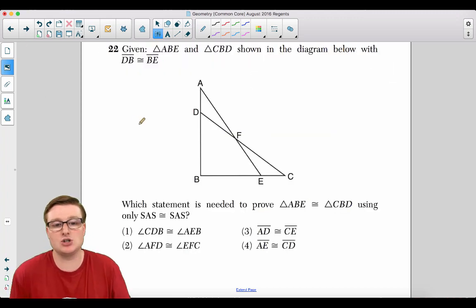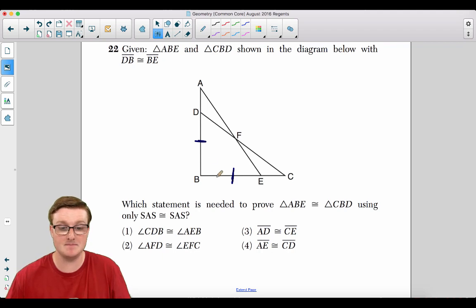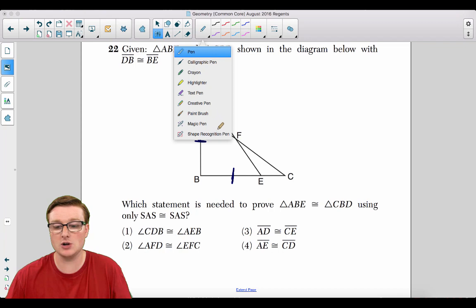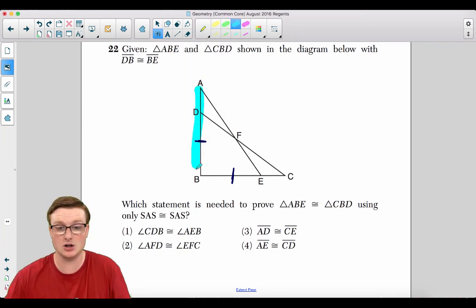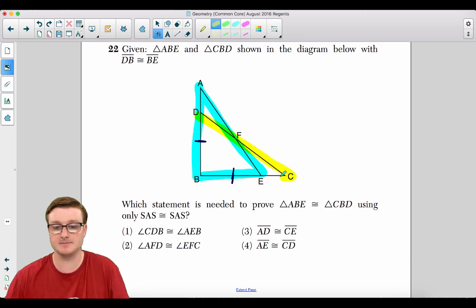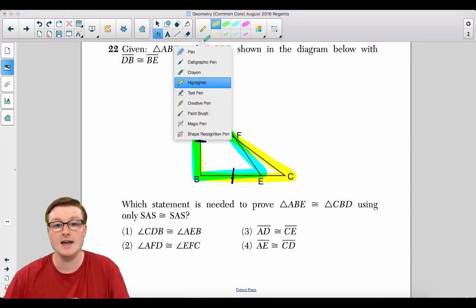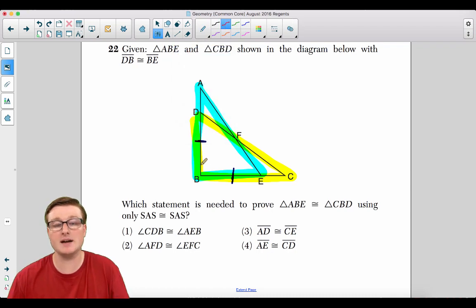Number 22, given triangle ABE and triangle CBD shown in the diagram below, with DB being congruent to BE. Which statement is needed to prove triangle ABE congruent to triangle CBD using only side angle side is congruent to side angle side? So we are drawing these triangles here. Now these 2 triangles are congruent by side angle side. They're telling us that. Angle B is the one that's reflexive.